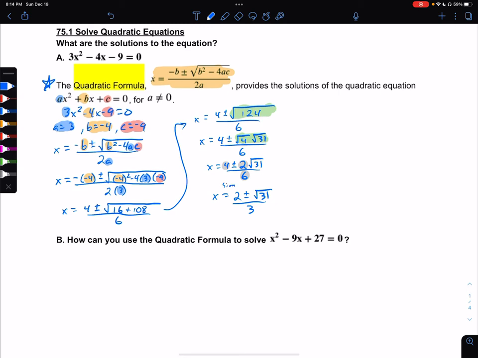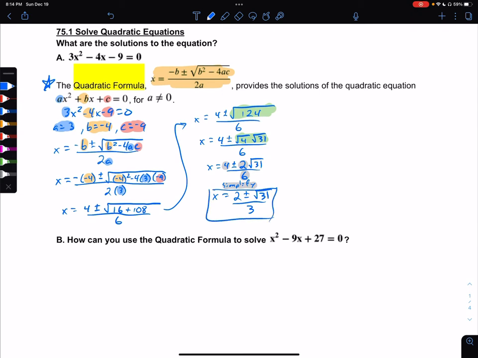So here we're going to simplify. You can't always simplify, but again, in this case we could, so we'd want to simplify that. There's nothing else I can do with that. I can't divide anything out. I can't simplify radical 31. So this would be my solution.